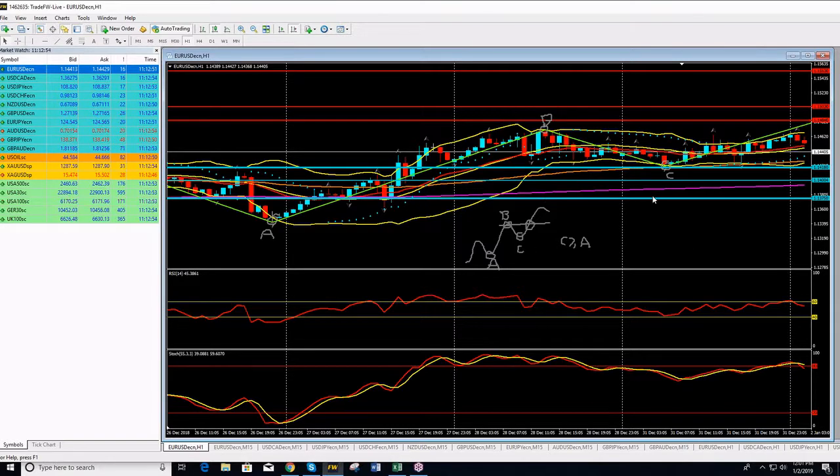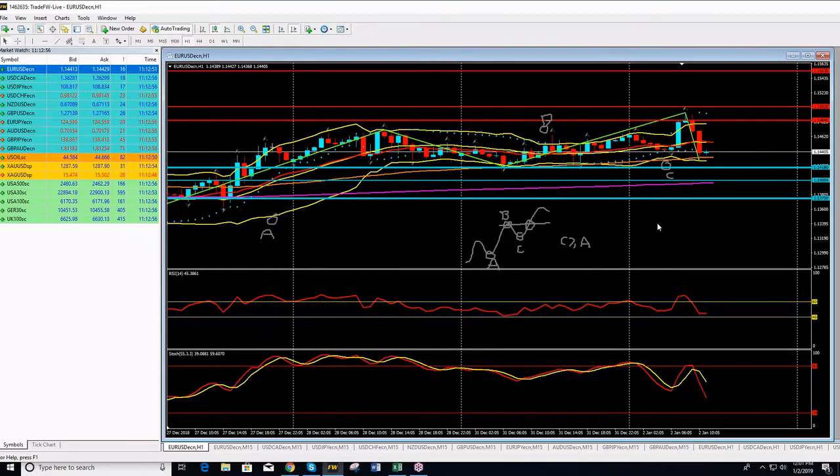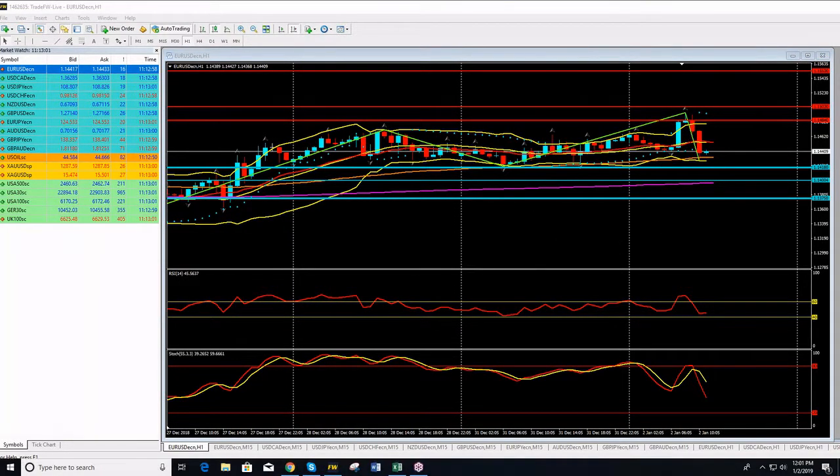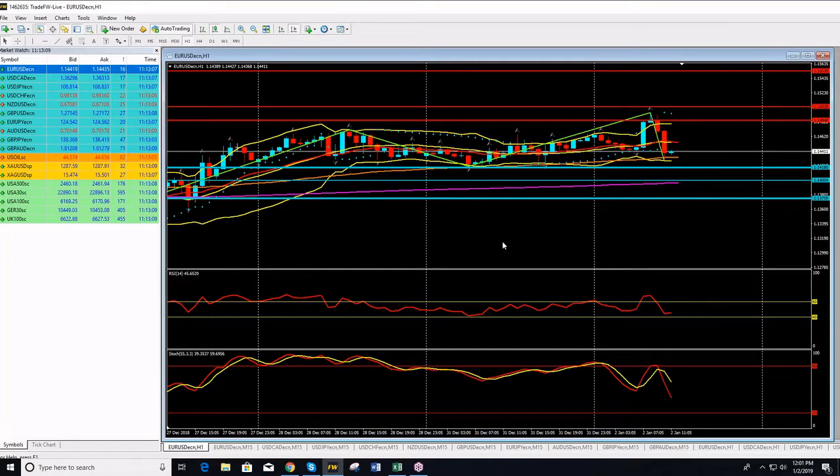Now, having said that, erase, all right. Let's see what type of position we can initiate on euro dollar. Remember, on euro dollar, I'm using the hedging system.